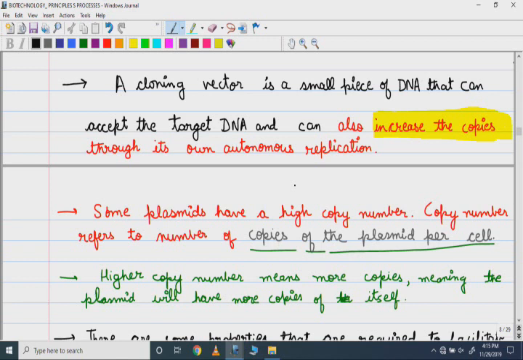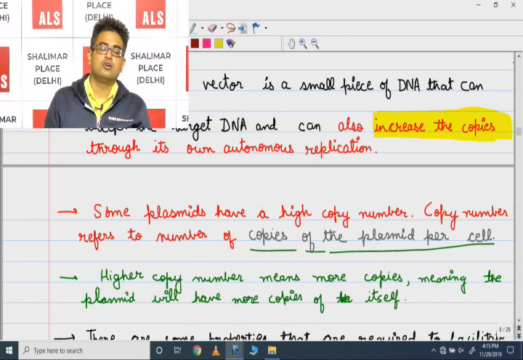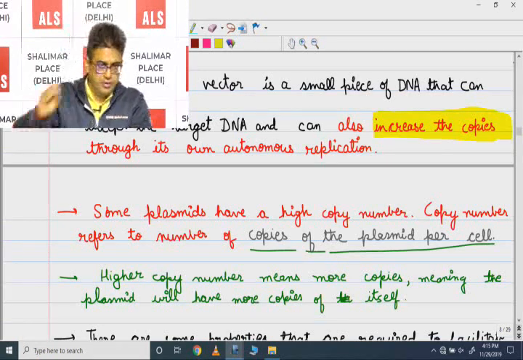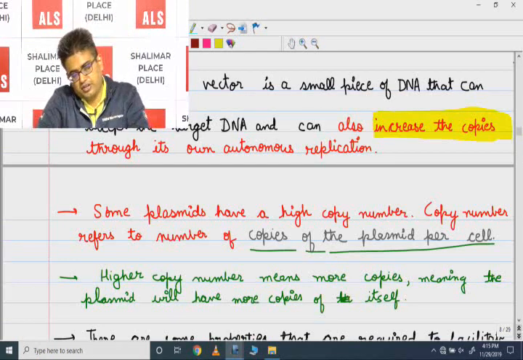So copy number is such a vector property which has some specific number x, y, z. If copy number is, let's say, 15, then that plasmid will make 15 copies of itself. If I have another plasmid which has copy number 50 or 100, I will choose the plasmid with higher copy number. That means I will have higher copies of foreign DNA or gene of interest DNA also, which is introduced in the middle of that vector DNA.